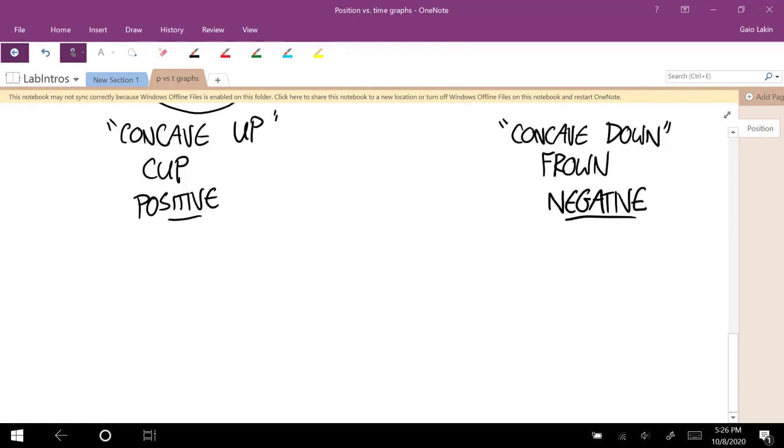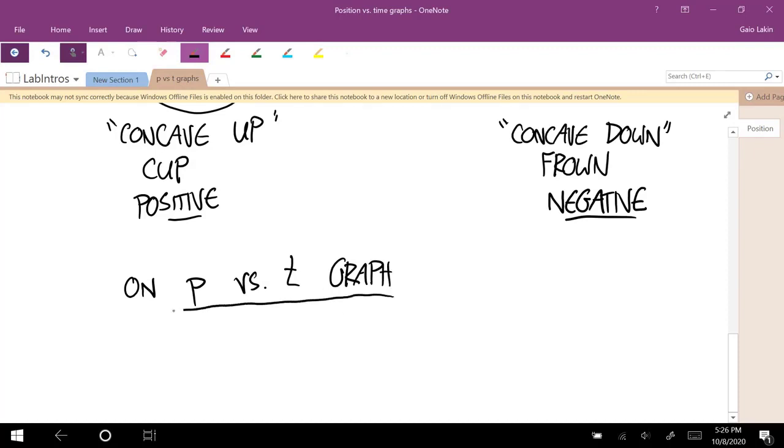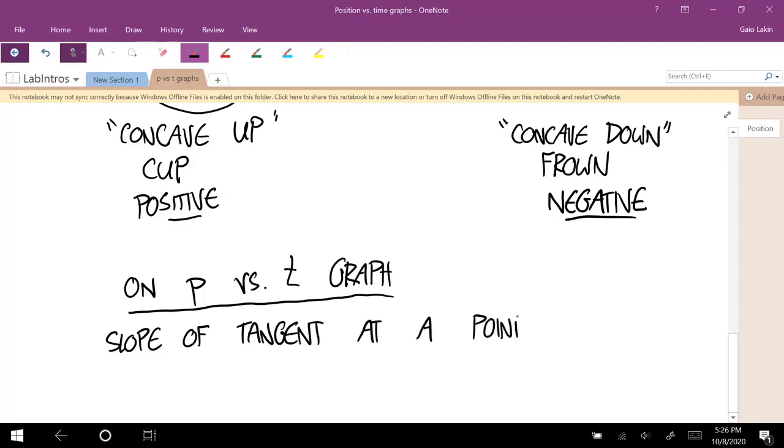Okay, so now in a little more detail, let me talk about how this relates to position versus time graphs. On a P versus T graph, the slope of the tangent line at a point is the instantaneous velocity.